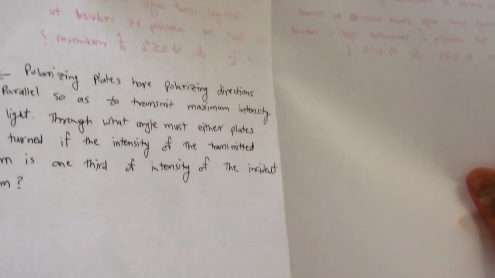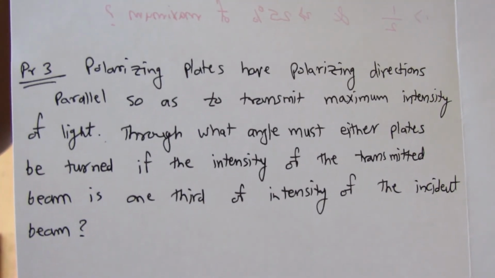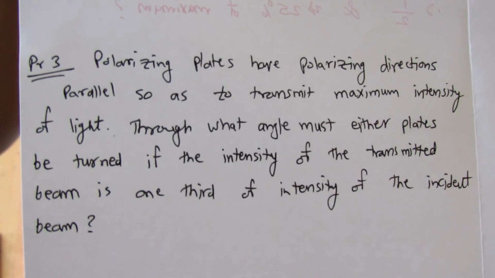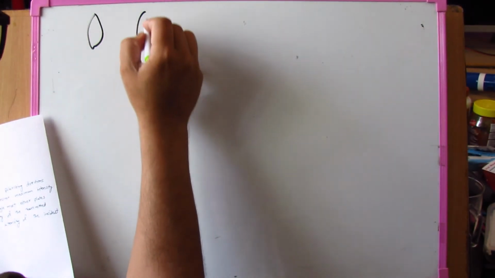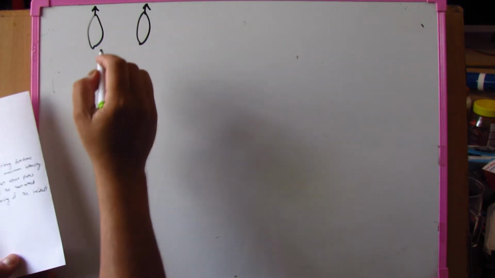Next numerical. Again, it will be based on the same principle and everything will be the same. Pause it and write it down. I will read it. Polarizing plates here have polarizing directions, again parallel, so as to transmit maximum intensity of light. So again same story, same thing, but every time you will have to draw this diagram. You must draw this diagram. This will give you a clearer idea what is going on.